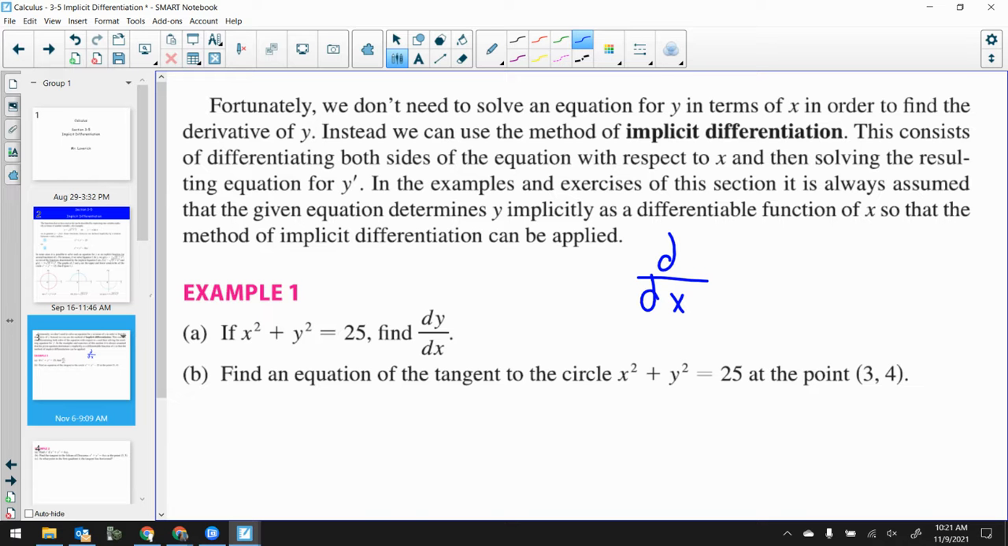So what we're going to do now is do that same process, but now we're going to do it on y.